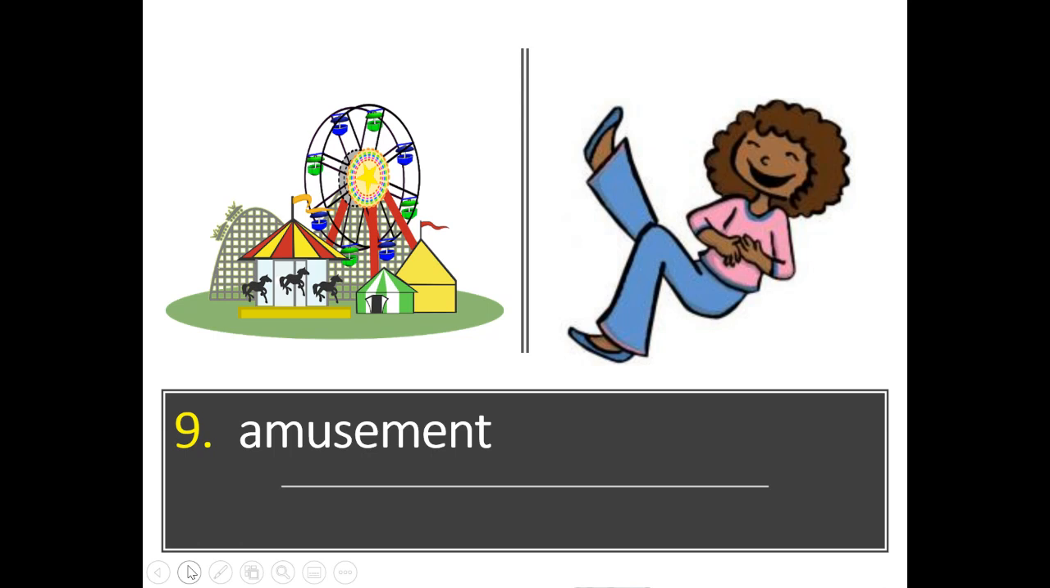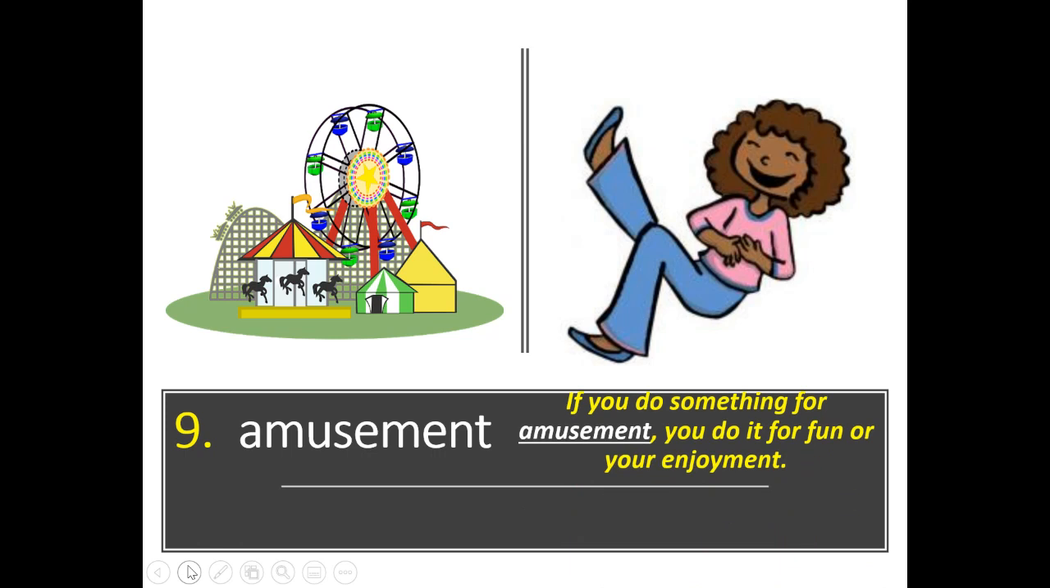Amusement, this is a long word, so make sure you write it. Amusement. The root word is amuse. Amusement. So if the root word is amuse, it means you enjoy it. So if you do something for amusement, you do it for fun or your enjoyment, because amuse is almost the same as enjoy.